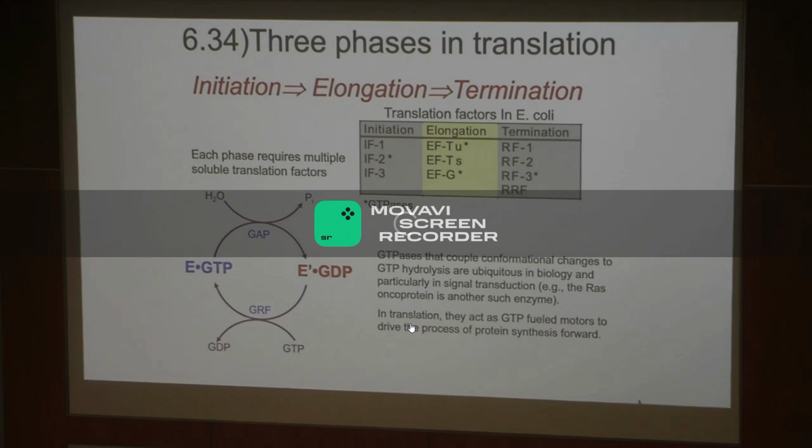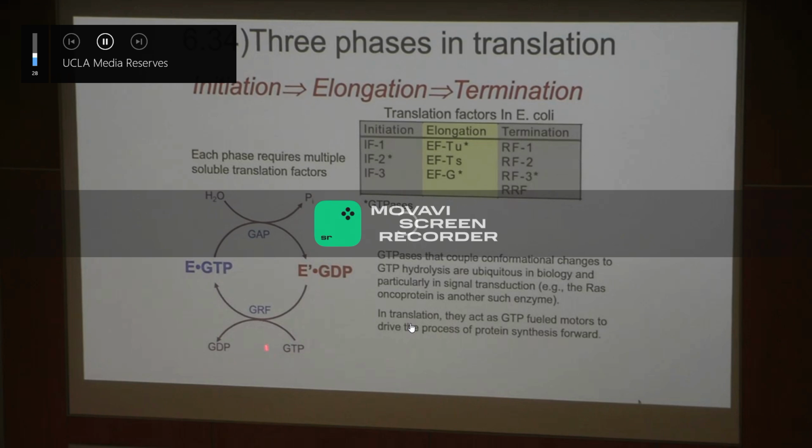Okay. And now, once we have the GDP, we need to release the GDP. Sometimes that will occur spontaneously, but with some of these GTPases, we need a guanosine nucleotide releasing factor, which triggers the release of GDP so that another GTP can bind. Okay, and we can repeat the cycle.